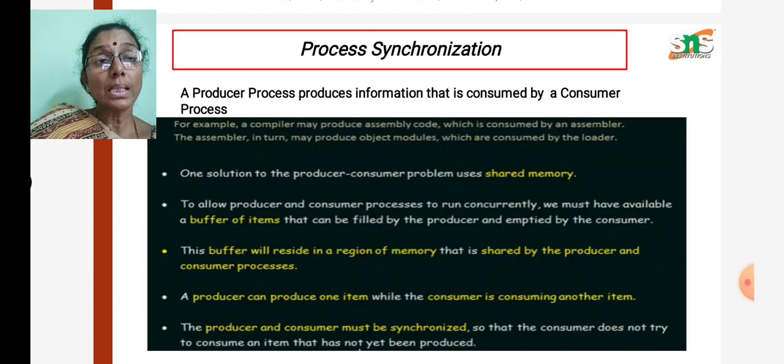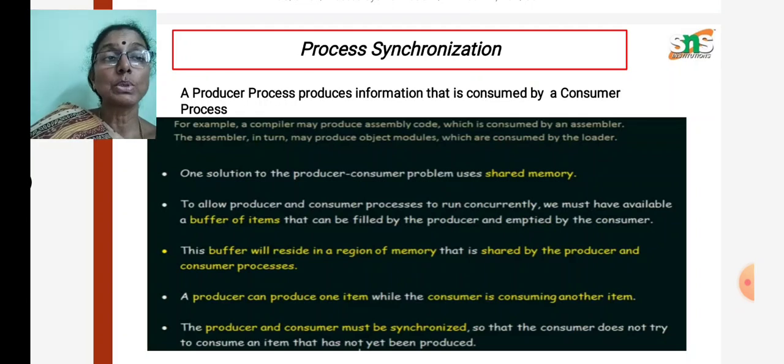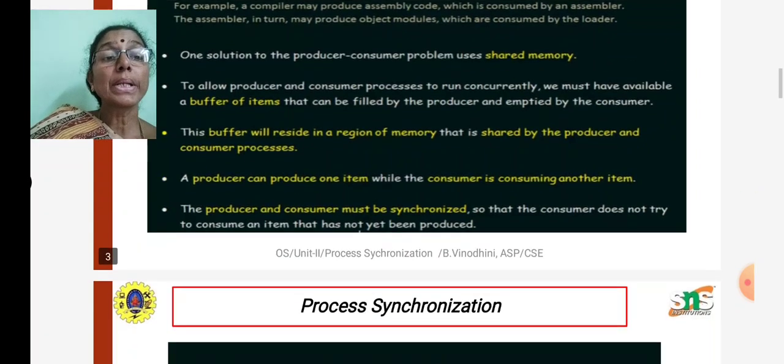The shared region or shared space may be a file, a memory, a CPU, or a printer. That shareable region is shared by the two processes. The producer can produce one item while the consumer is consuming another item. The producer and consumer must be synchronized so that the consumer does not try to consume an item that has not yet been produced. In the producer consumer problem, the sharing device is the buffer. So process synchronization is required only for cooperating processes.